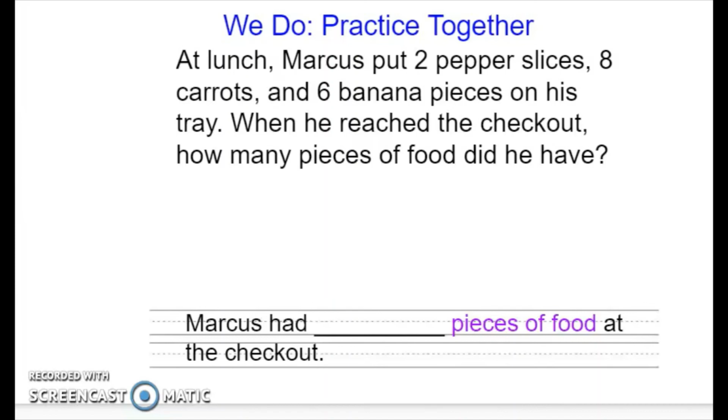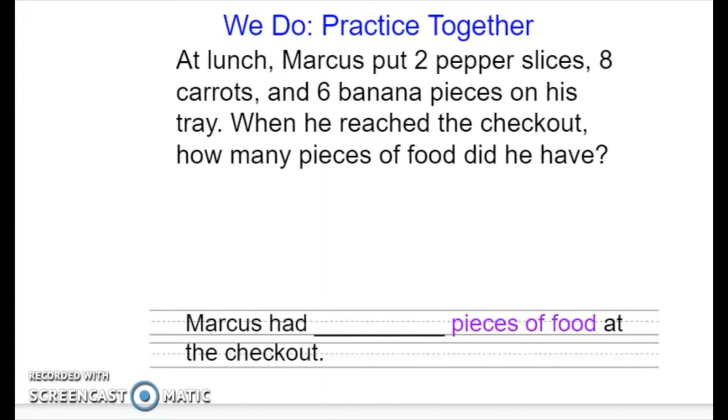You may read out loud or in your head as I read out loud to you. At lunch, Marcus put 2 pepper slices, 8 carrots, and 6 banana pieces on his tray. When he reached the checkout, how many pieces of food did he have? Remember, my friends, great mathematicians always go back and reread the problem, so we're going to do that. At lunch, Marcus put 2 pepper slices, 8 carrots, and 6 banana pieces on his tray. When he reached the checkout, how many pieces of food did he have?